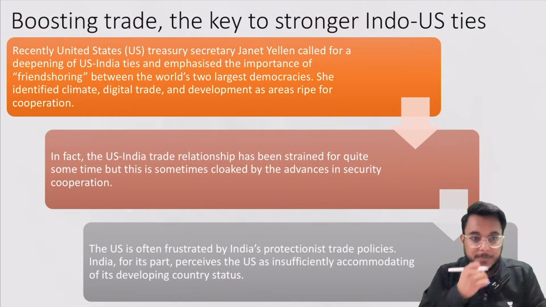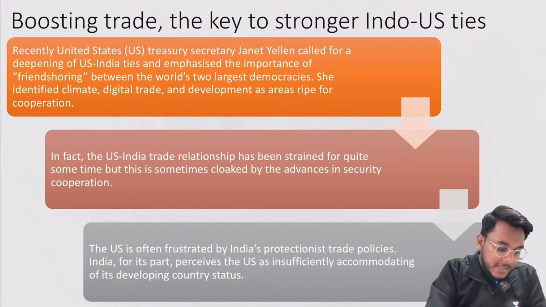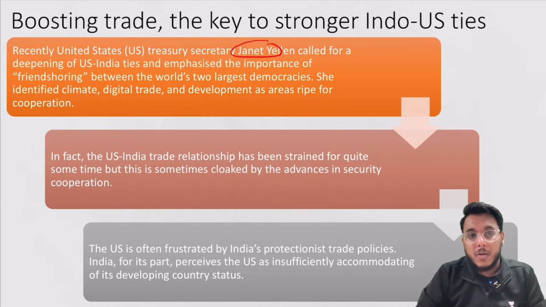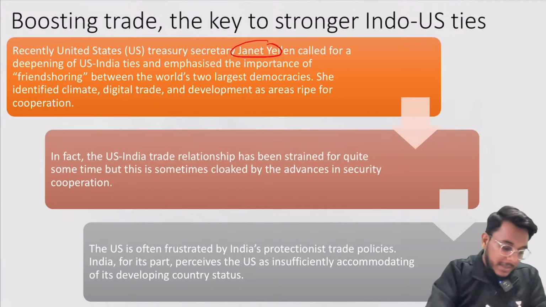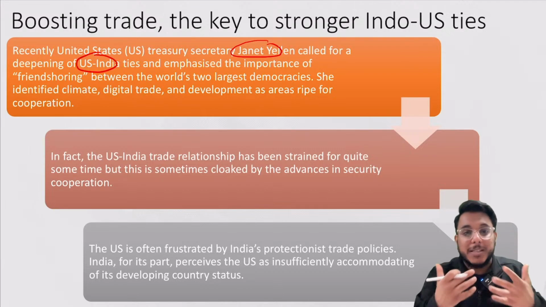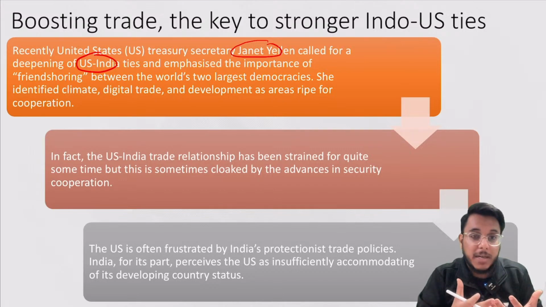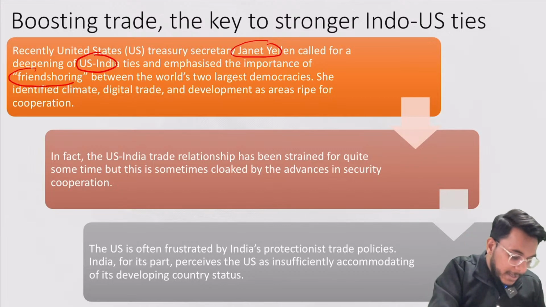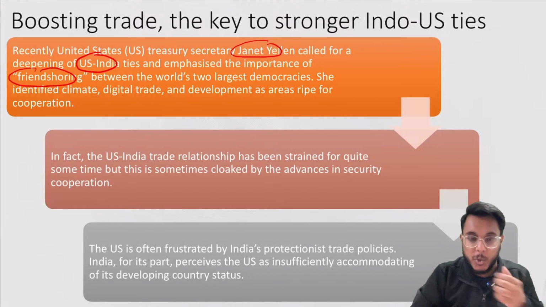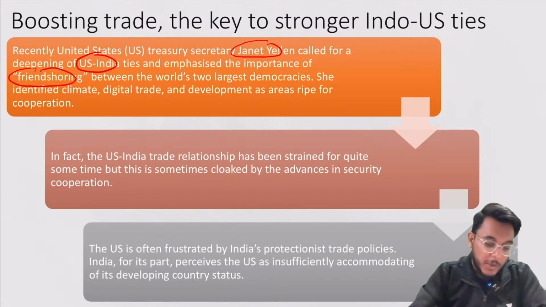Now, let's start. Basically, guys, what has happened recently is that United States Treasury Secretary Janet Yellen said that India-US ties need to be strengthened and deepened. She has also referred to friend-shoring. Now, what is this friend-shoring? Let's understand this particular word.